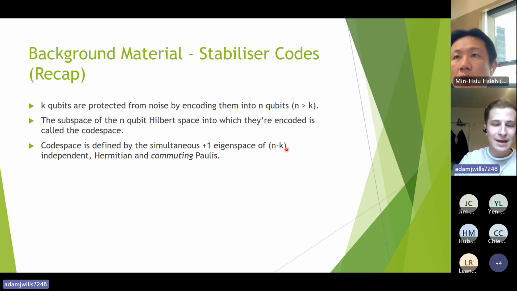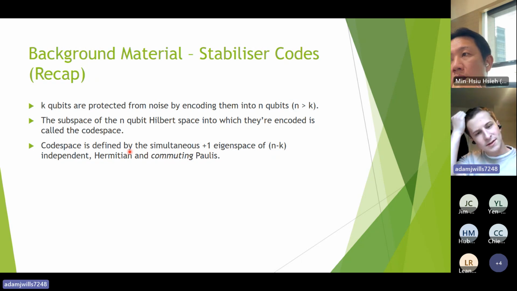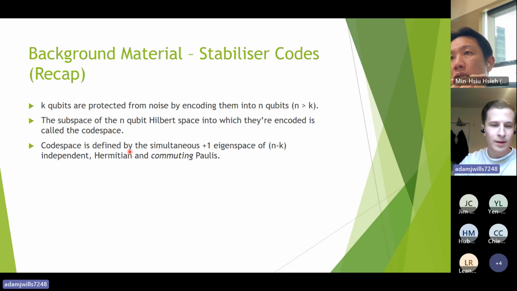Indeed, if we pick n minus k independent, Hermitian, and commuting Paulis, then we will be able to encode k qubits into n qubits for some n greater than k. I want to emphasize this commuting condition here. This is going to be very important for us as we move forward.